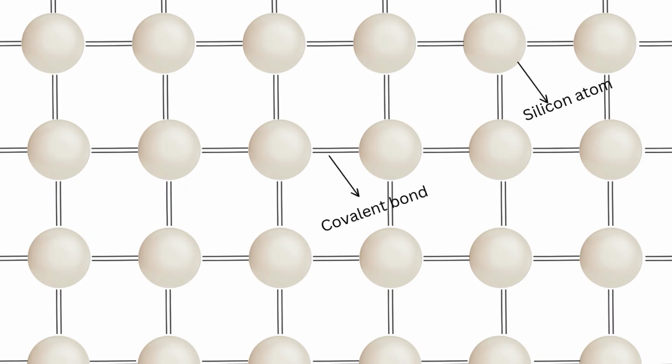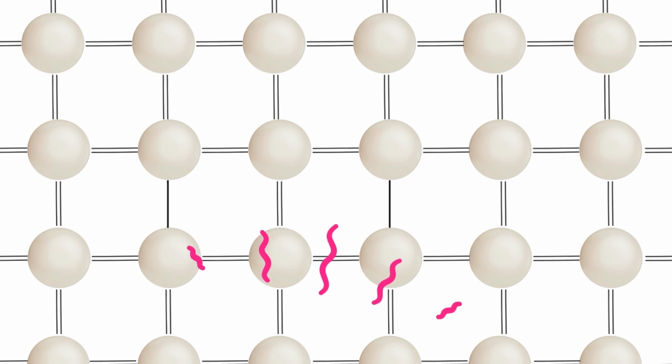Why? Because its atoms are arranged in a crystal lattice, where each silicon atom shares its valence electrons with 4 neighboring atoms through strong covalent bonds. This stable structure means there are no free electrons to carry an electric current, so pure silicon doesn't conduct electricity under normal conditions. But things get exciting when you heat silicon.